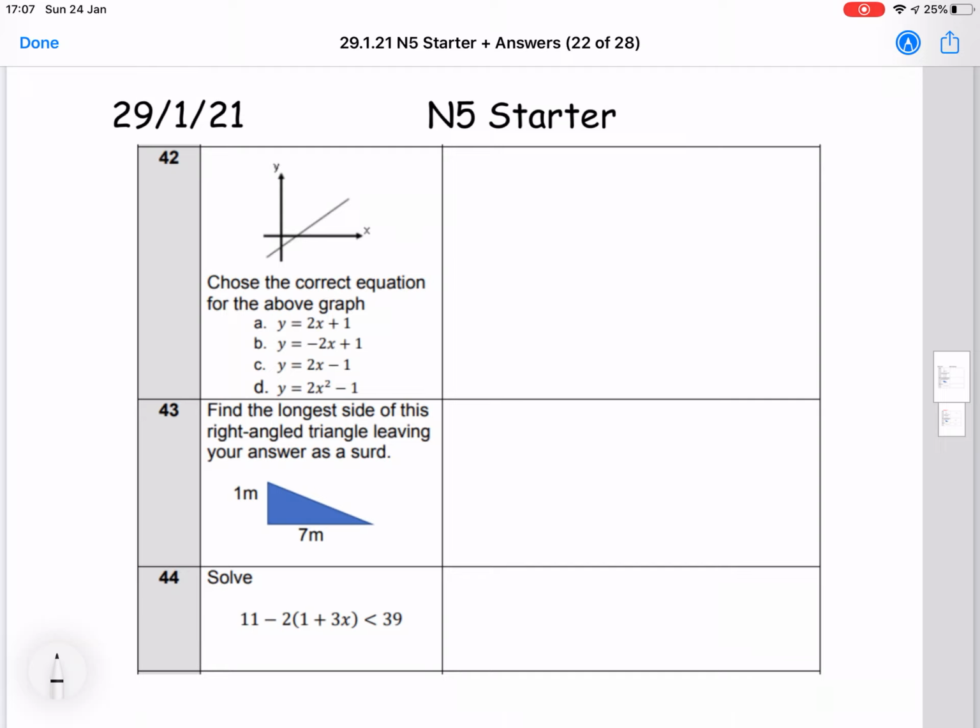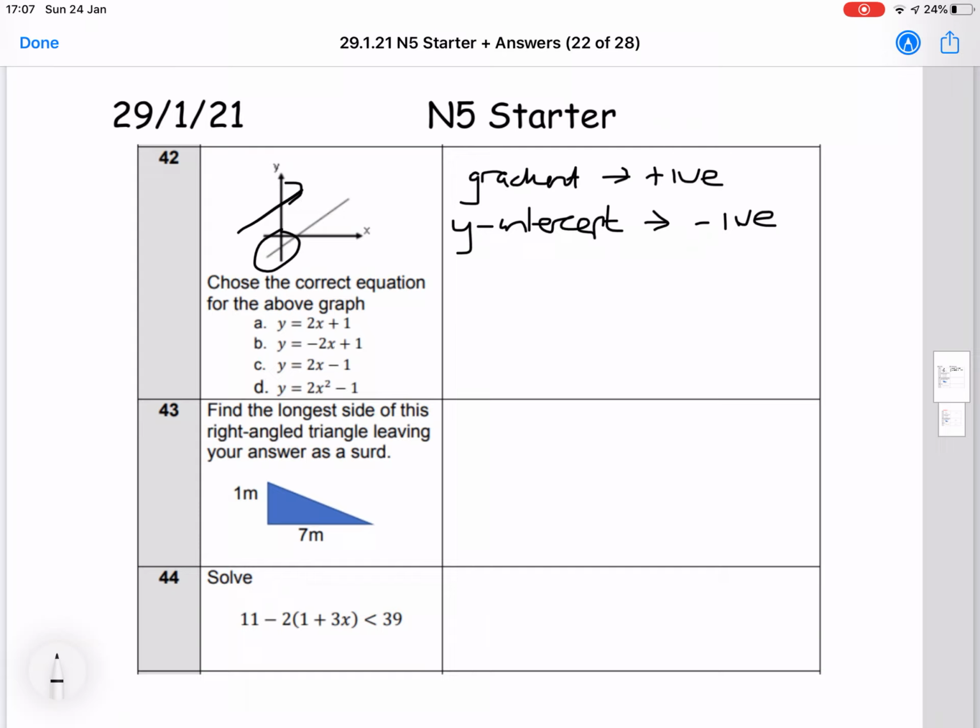So question 42, we're being asked to choose the correct equation for the above graph, and you've got various choices there, A, B, C and D. So if we look at this straight line graph, what we can see from here is that our gradient is going to be a positive value because that line is sloping up left to right. We also can see just here that our y-intercept is below 0, so that's going to be a negative value because it's below 0.